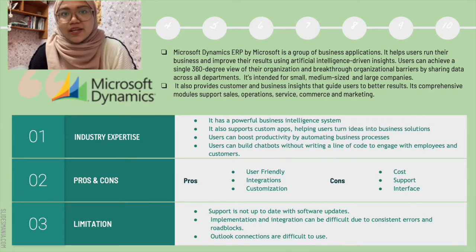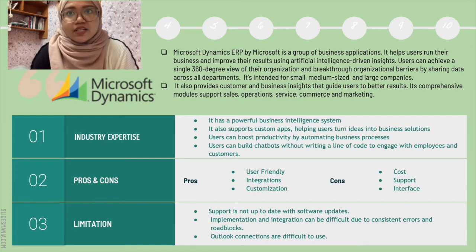Next is the vendor that everyone uses, Microsoft Dynamics ERP by Microsoft. This is a vendor with a group of business applications. It helps users run their business and improve their results using artificial intelligence driven insights. Users can achieve a single 360-degree view of their organization and break through organizational barriers by sharing data across all departments. It's intended for small, medium-sized, and large companies. Its comprehensive modules support sales, operations, service, commerce, and marketing.